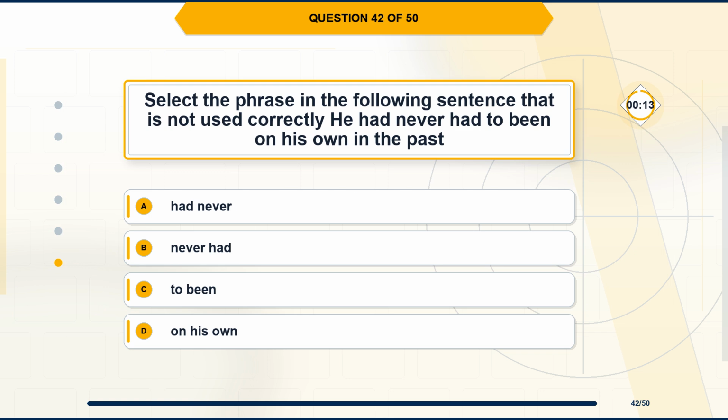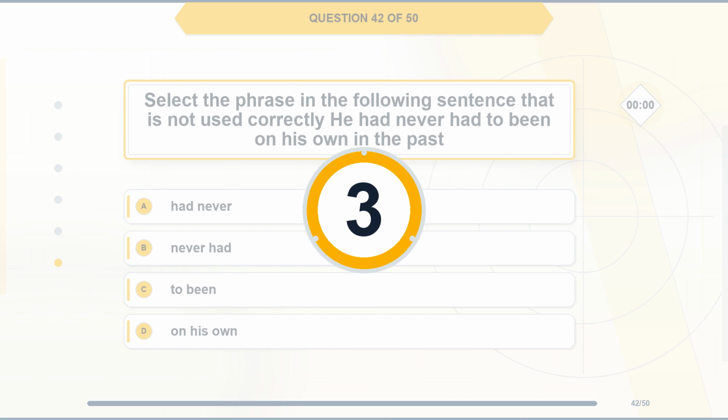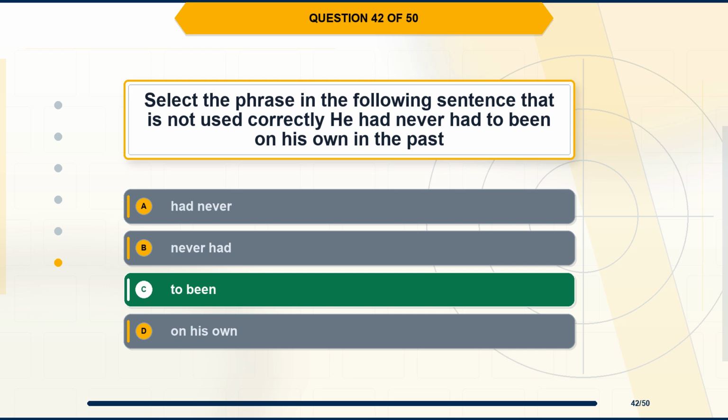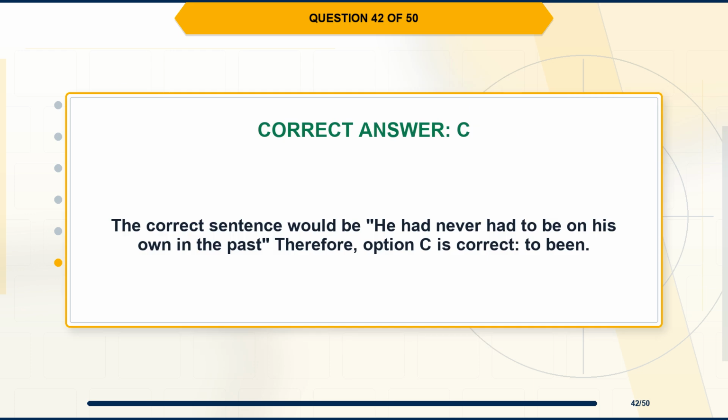Question 42. Select the phrase in the following sentence that is not used correctly. He had never had to been on his own in the past. Option A, had never. Option B, never had. Option C, to been. Option D, on his own. The correct answer is option C, to been. Explanation. The correct sentence would be he had never had to be on his own in the past, therefore, option C is correct, to been.